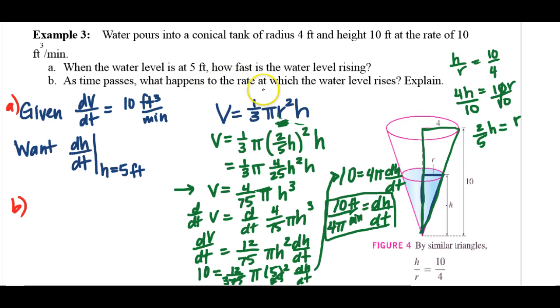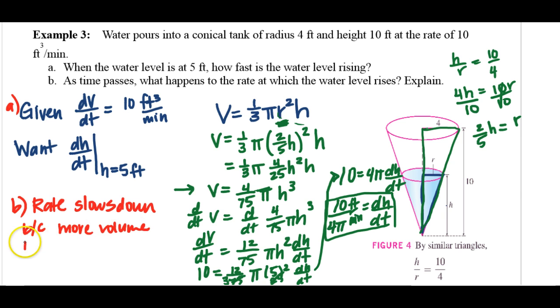So as time passes, what happens to the rate at which the water level rises? The rate slows down. So that's the answer to part B. The rate slows down, and the reason is that there is more volume to occupy.